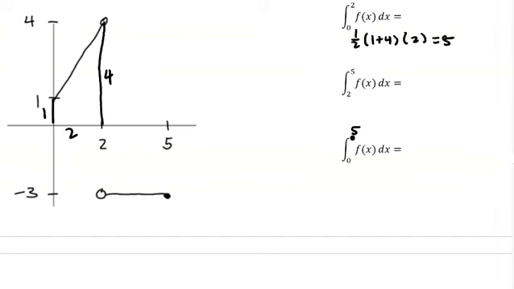I'm going to go over here, and maybe I'll do this in a slightly different color. This is going to be, it looks like a square, so it's going to have width 3 and height -3. So it's going to equal 3 times -3, which equals -9.